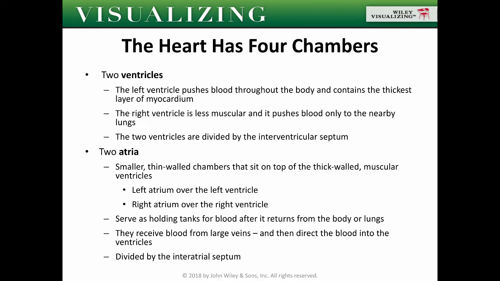Atria are smaller, thin-walled chambers that sit on top of the thick-walled muscular ventricles. We have the left and right. They also serve as holding tanks for blood after it returns from the body or lungs. They receive the blood from the large veins and then direct it to the ventricle. We also have the interatrial septum dividing them.